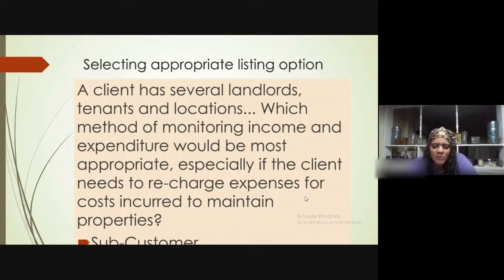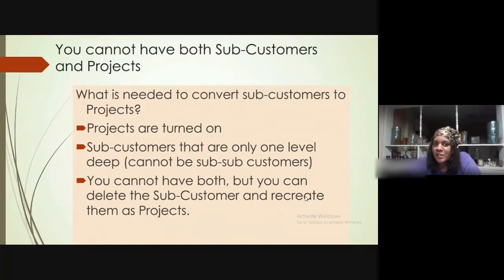The reason why I went with sub-customer was because in this situation, you have landlords and tenants and locations, so you probably want to specify whether it's bill with client or bill with owner in all the different subcategories. And also that you could use the separate addresses. You cannot have both sub-customers and projects. So what is needed to convert a sub-customer to a project? The project needs to be turned on, as we went over.